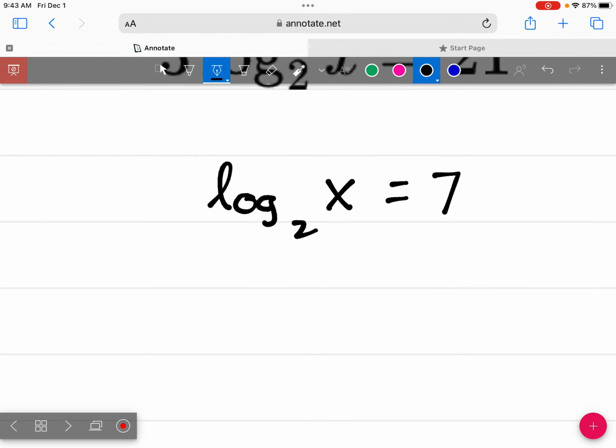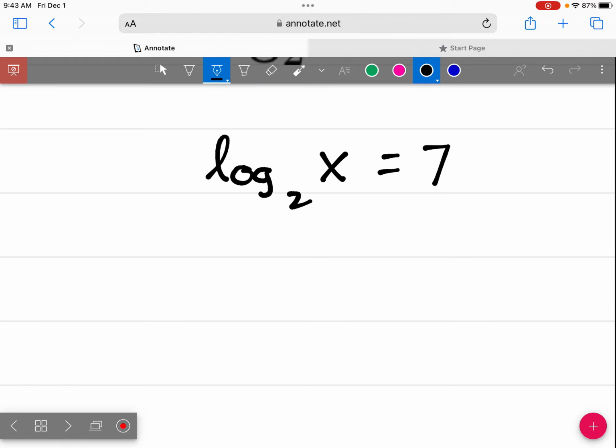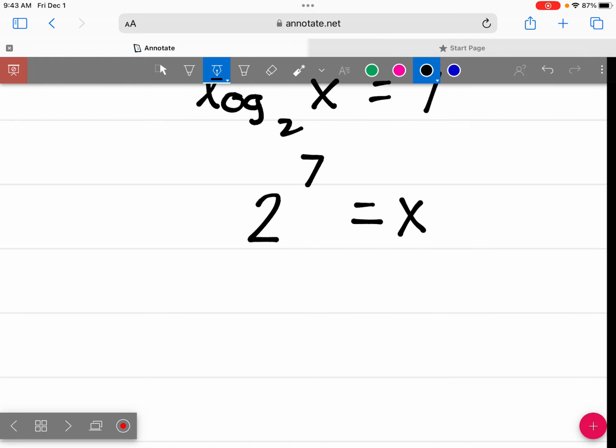What can I do now? Switch to exponential. So it's going to be what? Talk me through it. 2 to the power of 7 equals x. So what does x equal?